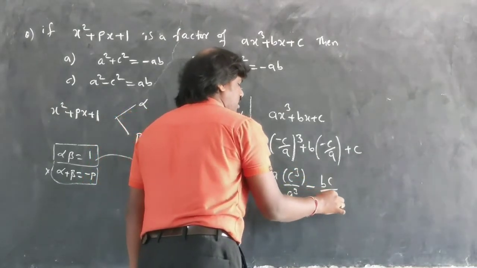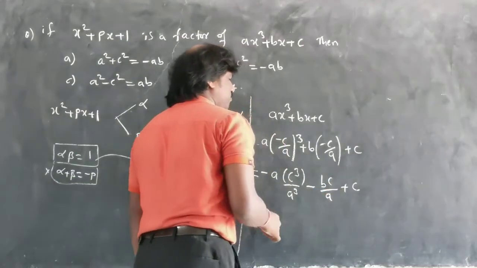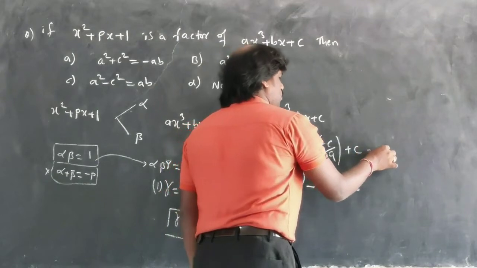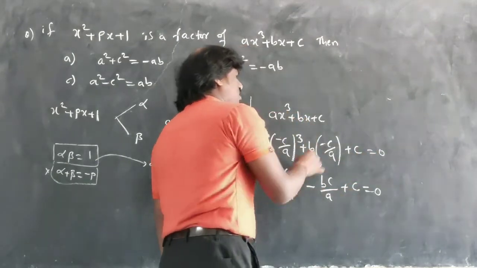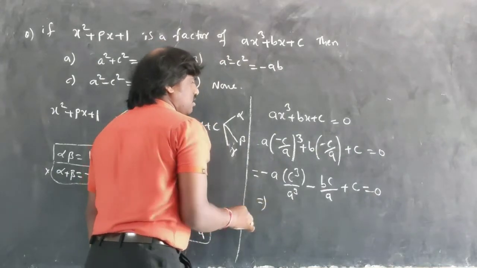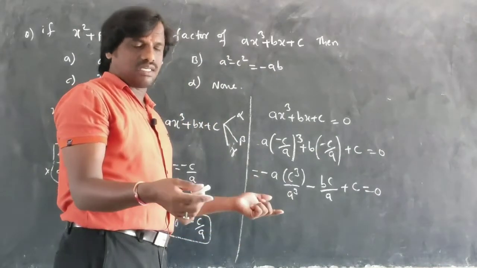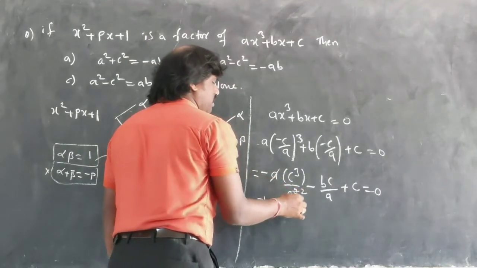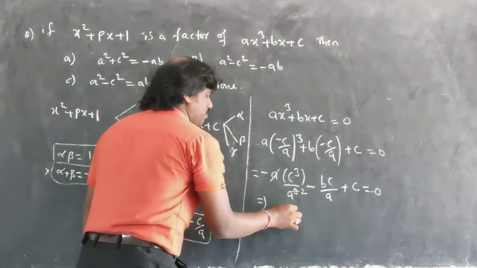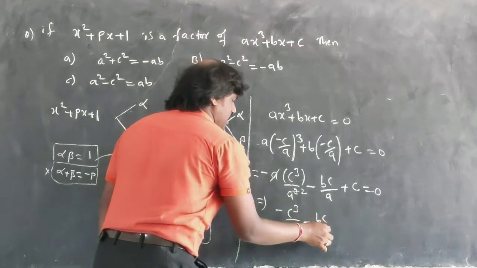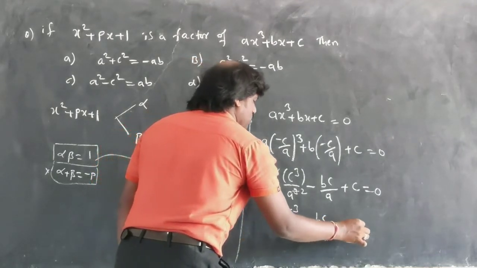BC by A plus C I'll get. So this will satisfy that condition. This is equal to 0. This is the root of this one, so this will be equal to 0. What I can write as, the root means it satisfies, that is equal to 0. So here, 1A square will be cancelled out. So I get minus C cube by A square minus BC by A plus C is equal to 0.